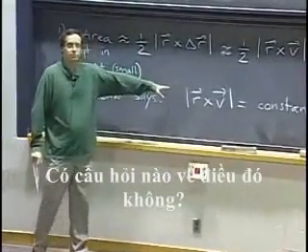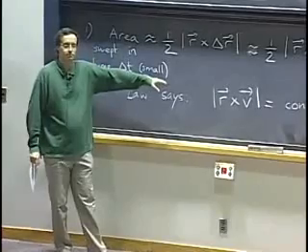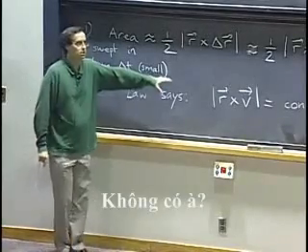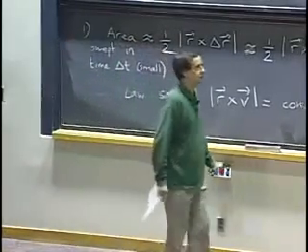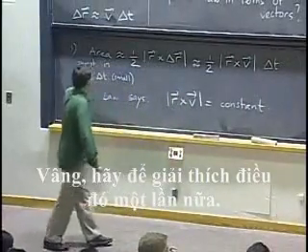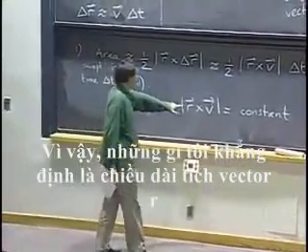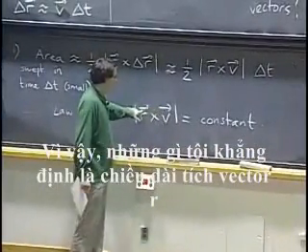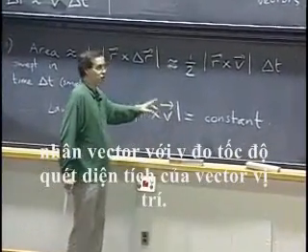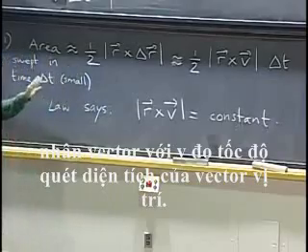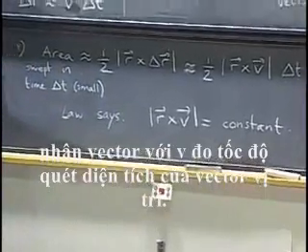Any questions about that? No? Yes? Yes, let me try to explain that again. So what I'm claiming is that the length of the cross product r cross v measures the rate at which area is swept by the position vector.